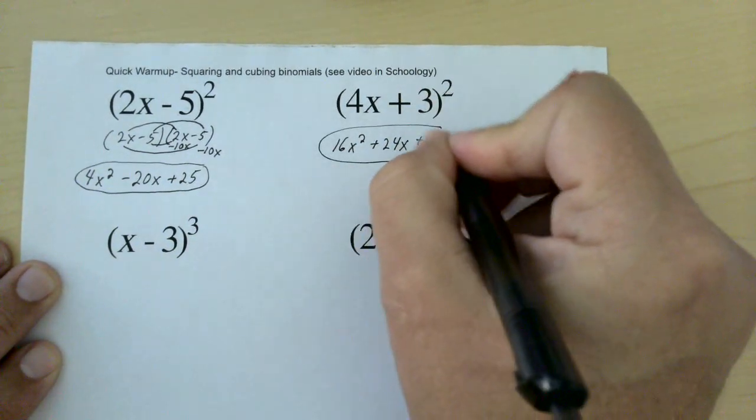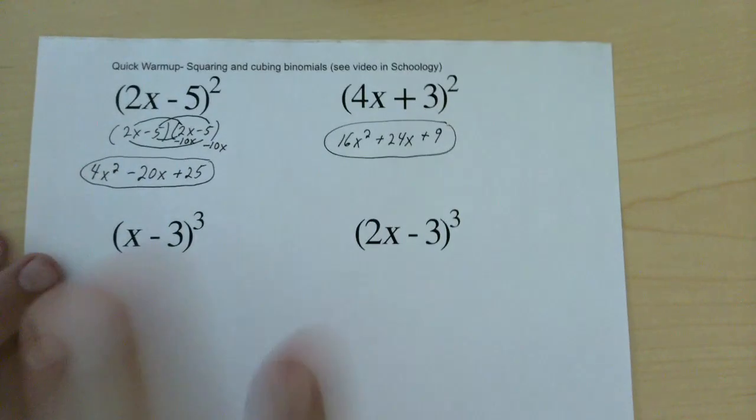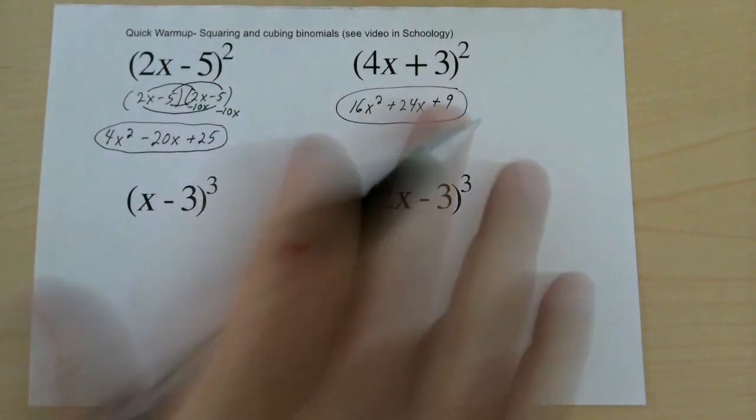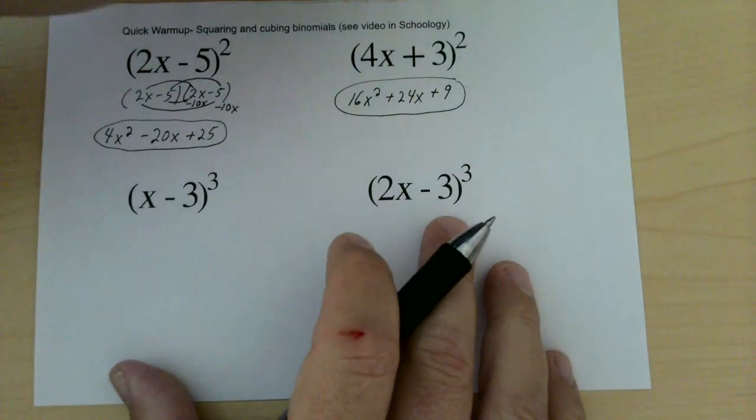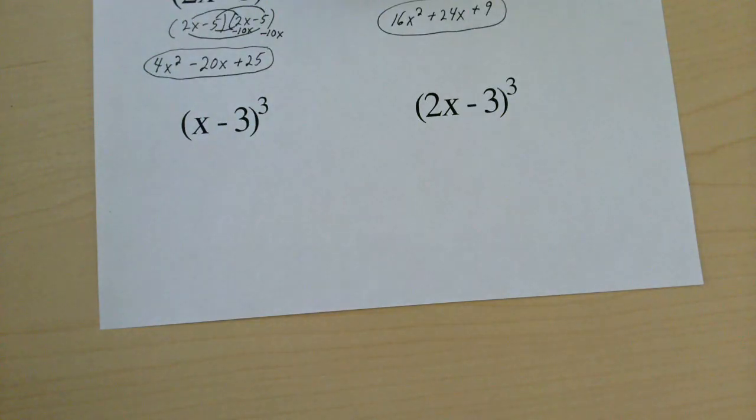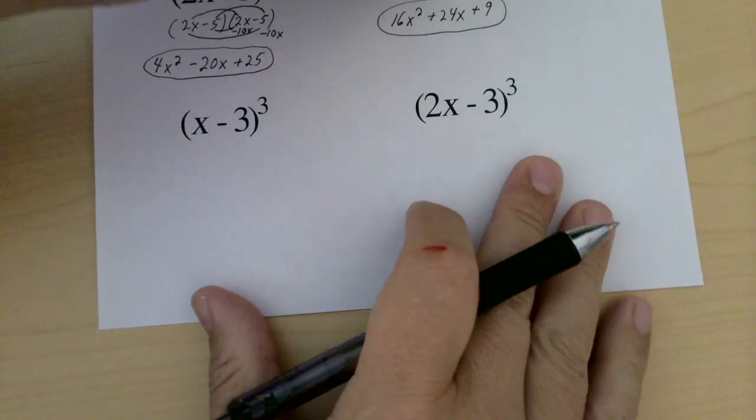So squaring a binomial will always result in a trinomial. Make sure you understand that when I quiz you on that. Now for cubing a binomial, there is a shortcut using Pascal's triangle. I'm not going to go over that right now.